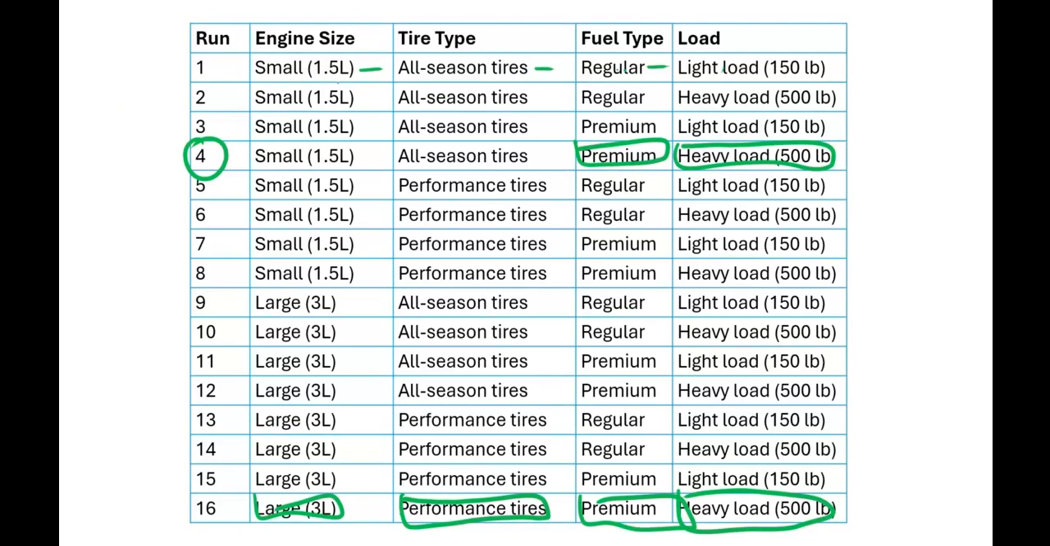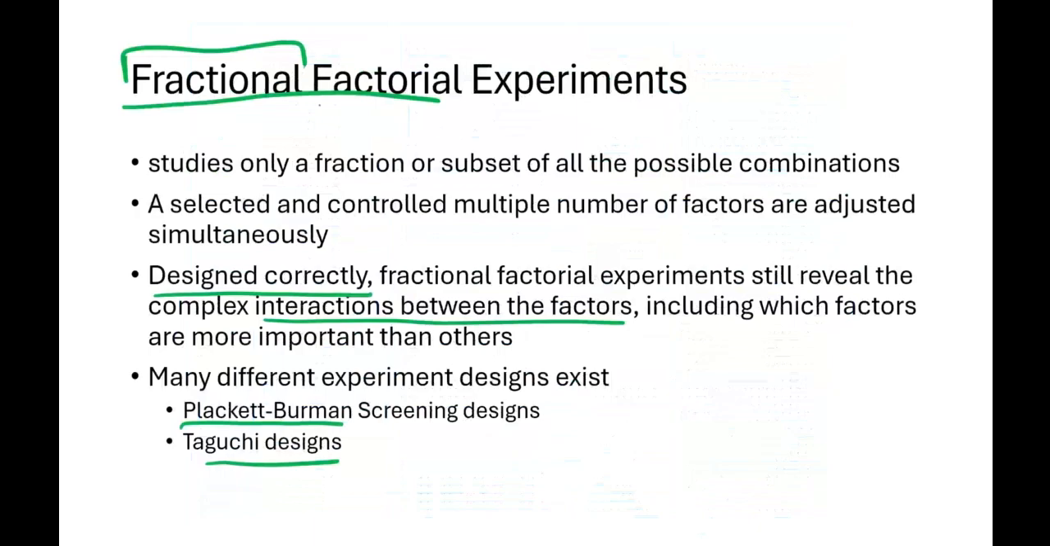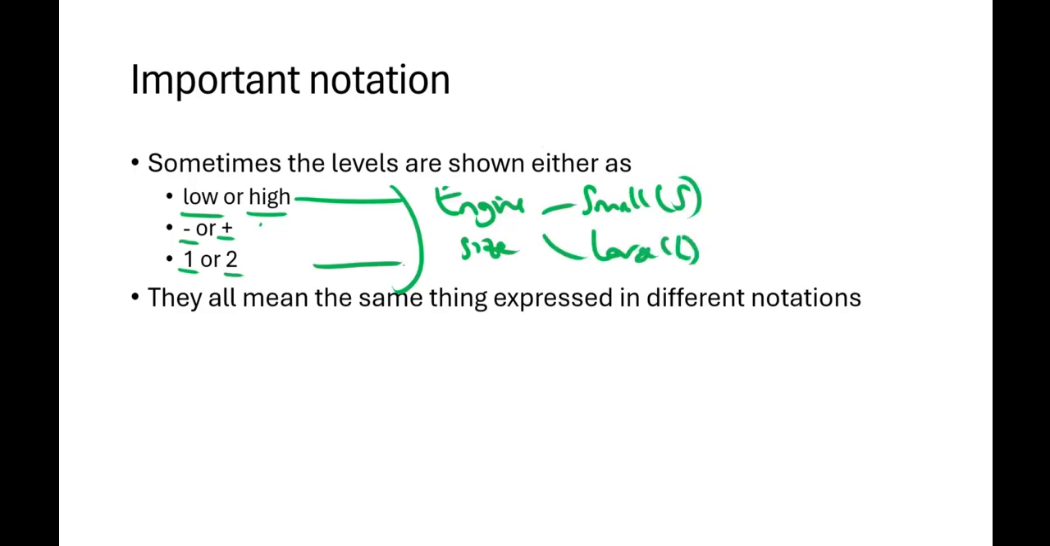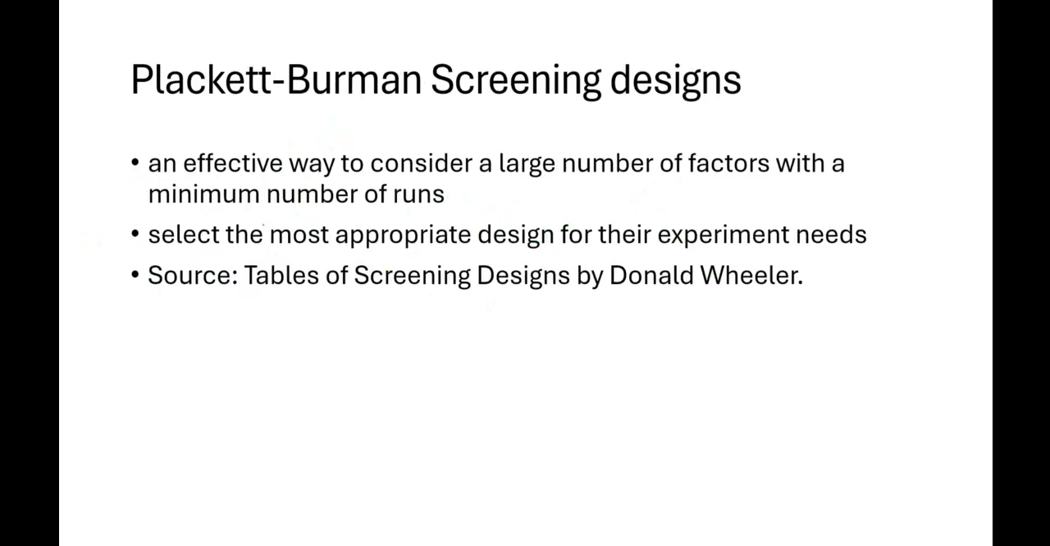You can see that we have engine size. So I can give the example that engine size may be small, it may be large. Okay. So 1 means it is small, 2 means it is large, or negative means it is small, positive means it is large, low means it is small, high means it's large. Okay. So let's first start with the Plackett-Burman screening designs.